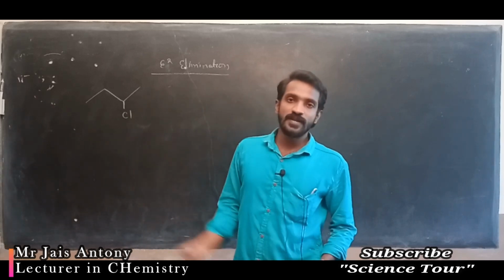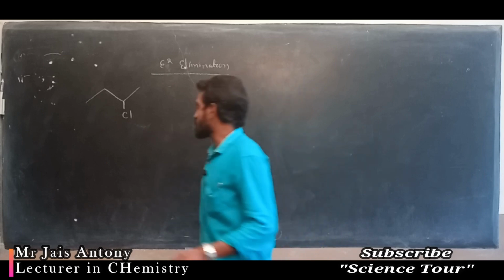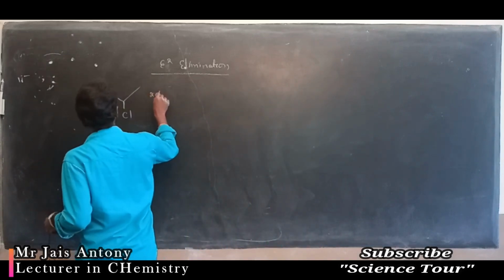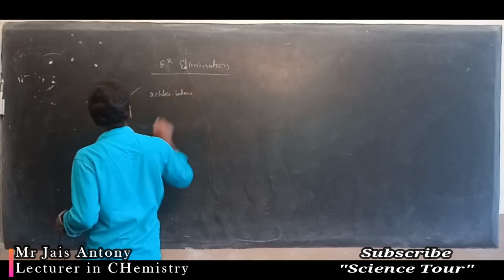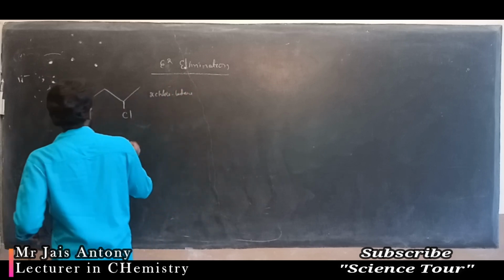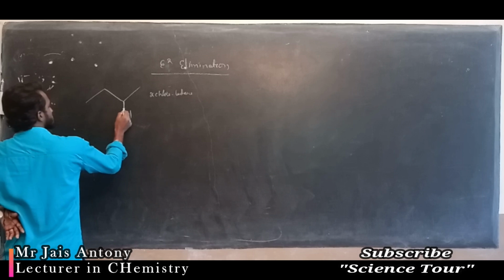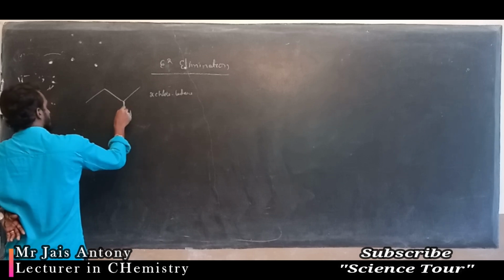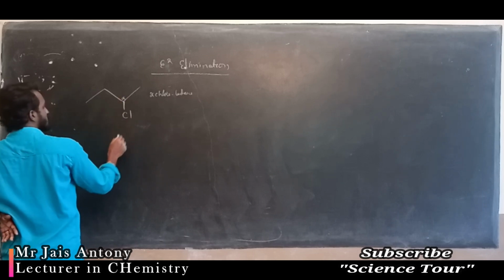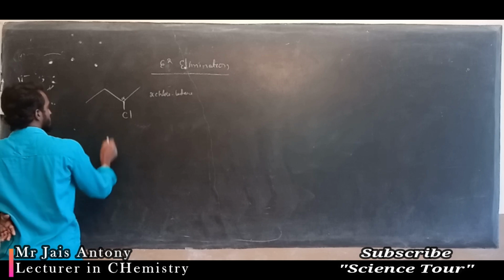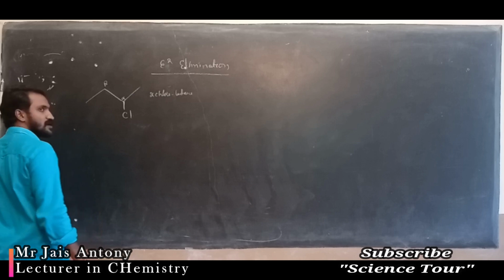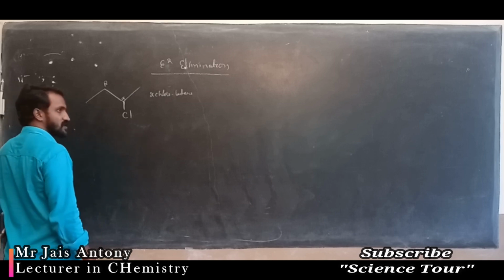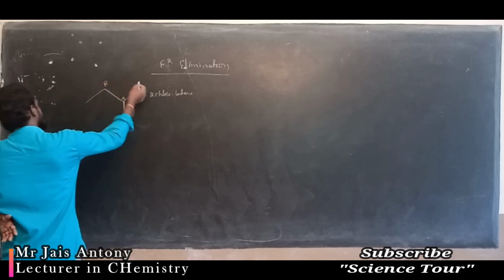Here, what is the compound name actually? 2-chlorobutane. 2-chlorobutane. Okay. Which one is alpha, which one is beta carbon? This is actually alpha carbon. Chlorine attached carbon is alpha carbon. This is actually beta carbon. This is also beta carbon. Understood? Chlorine attached carbon is alpha carbon. This is beta, this is beta.